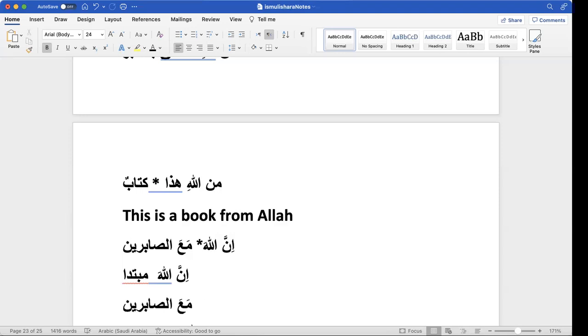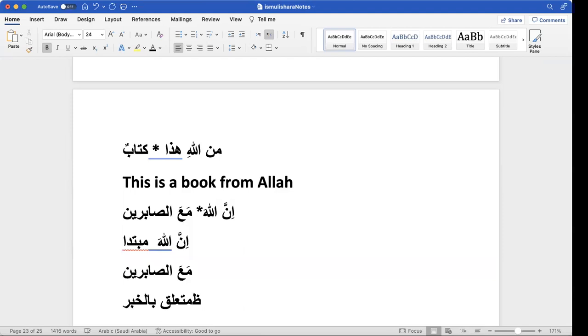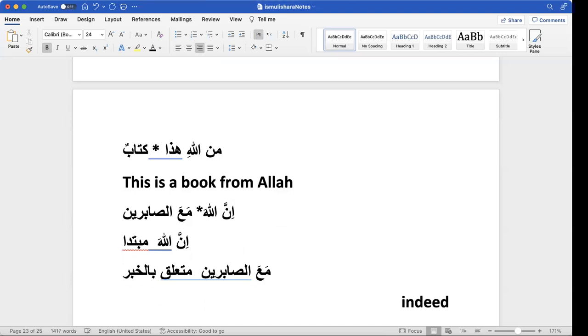So how will you translate this now? What will you translate first? Mubtada. So you will say, inna Allah, indeed Allah. Then you will put a break. Is. Is with the patient.